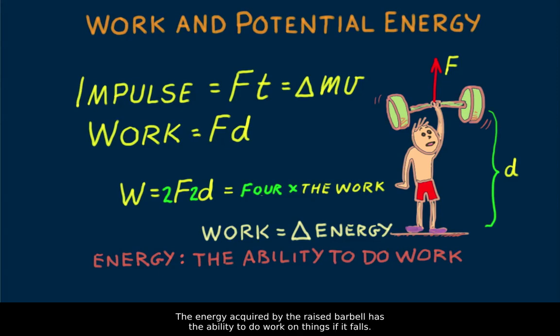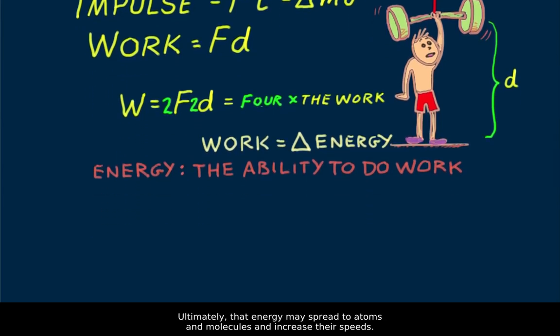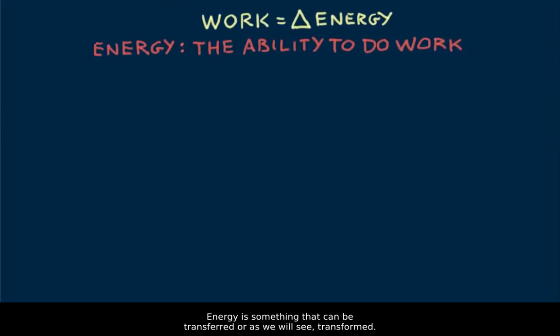The energy acquired by the raised barbell has the ability to do work on things if it falls. It can transfer its energy elsewhere. Ultimately, that energy may spread to atoms and molecules and increase their speeds. Energy is something that can be transferred or, as we will see, transformed.